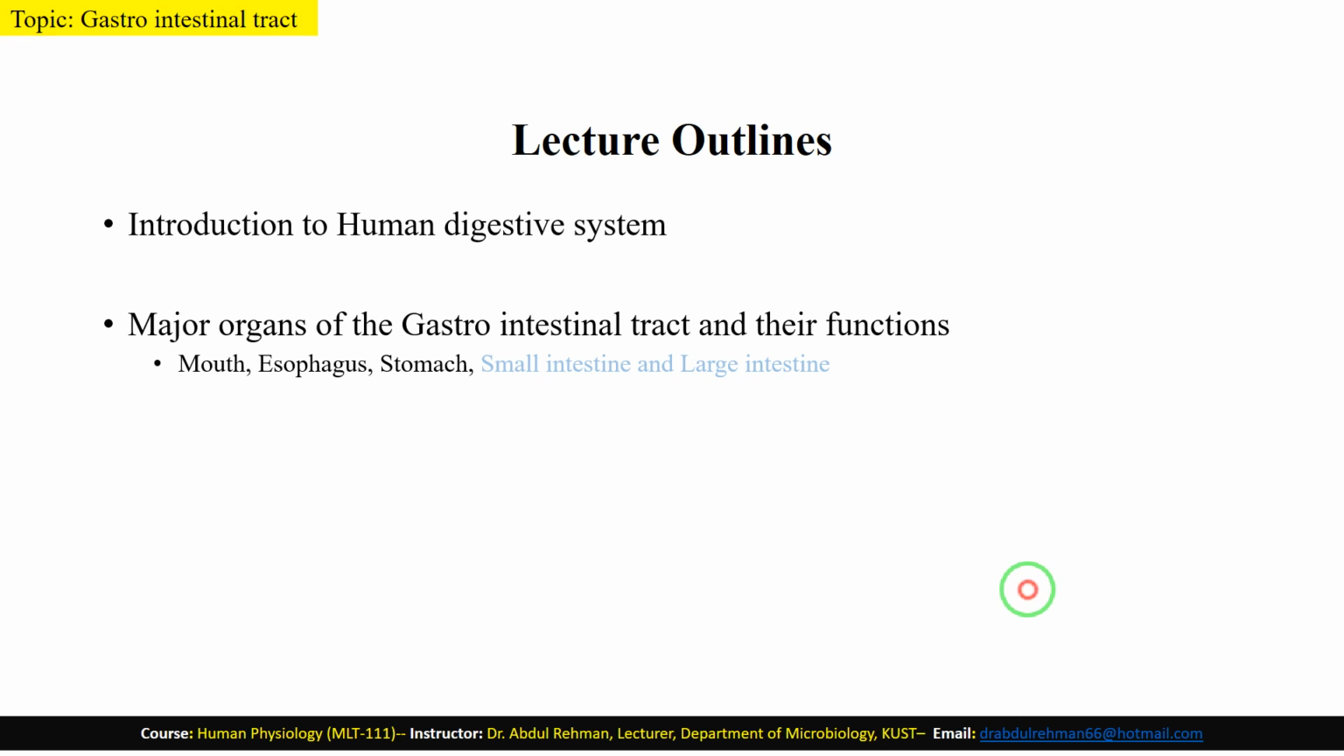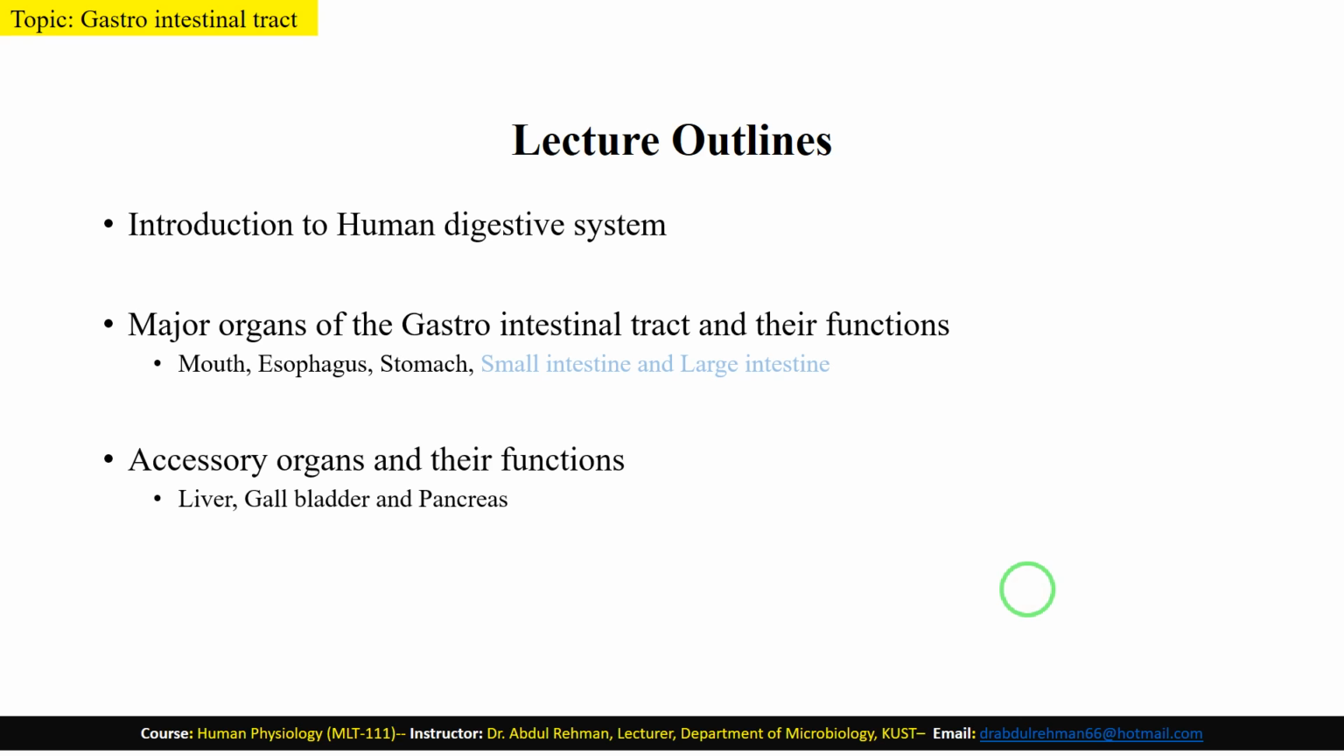After this, in today's lecture, we will also discuss the accessory organs and their functions. Among the accessory organs, liver, gallbladder, and pancreas are the most important, because they release different enzymes into the GIT tract, and these enzymes then facilitate the process of digestion and mineralization.